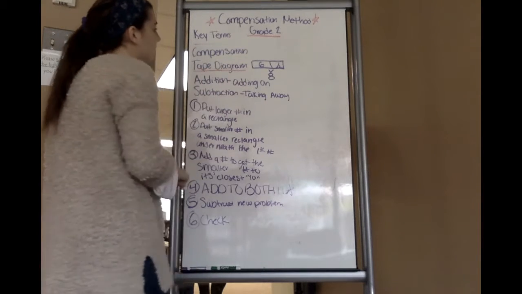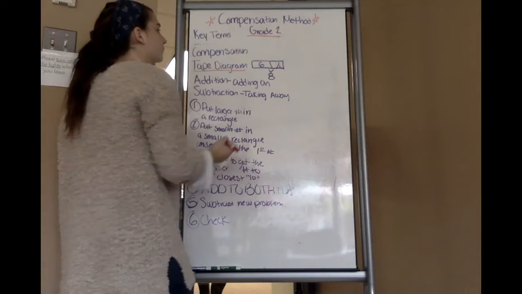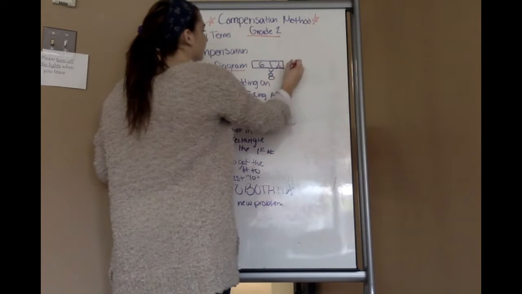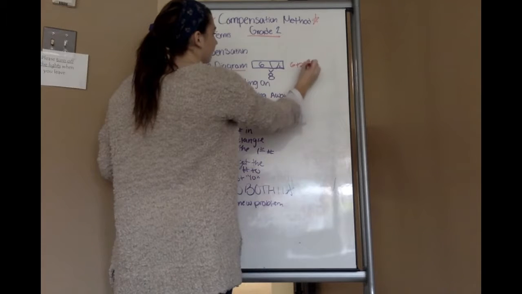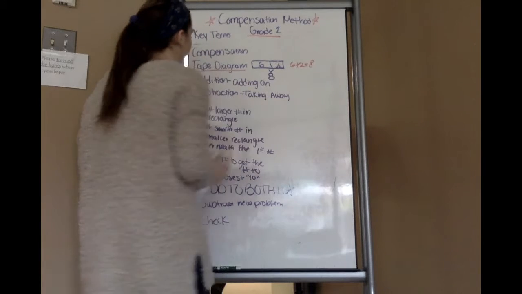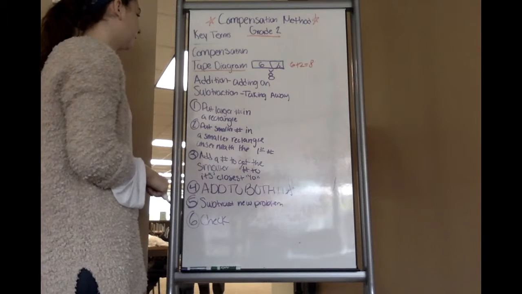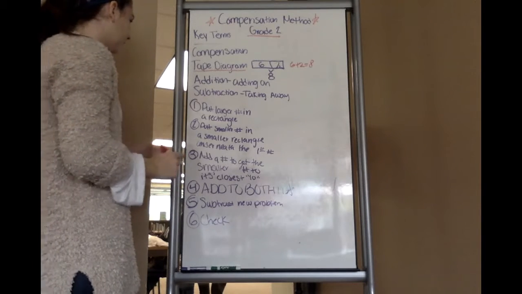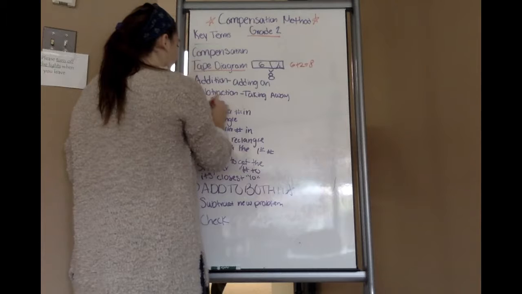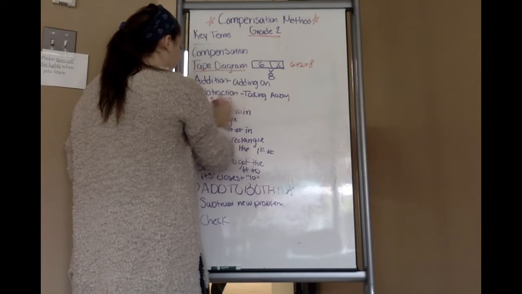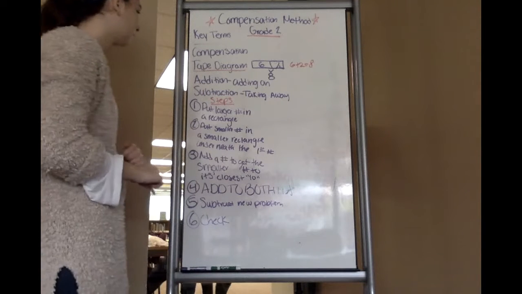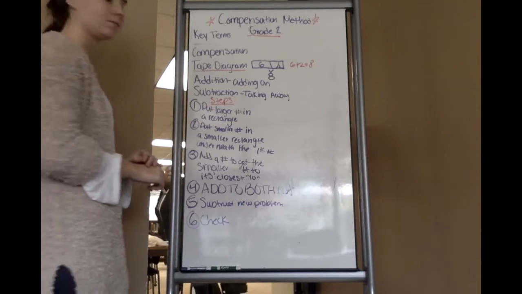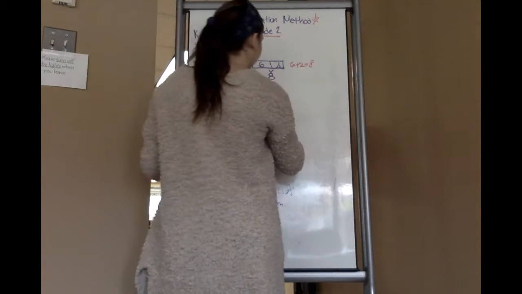Another one is tape diagram, so it's a diagram we use to make addition easier. Addition, which is the act of adding on a number. Subtraction is the act of taking away. The compensation method is used to make subtraction with larger numbers a lot easier, because right now in grade 2 we start subtracting with just ones, so this will make those problems a lot easier.